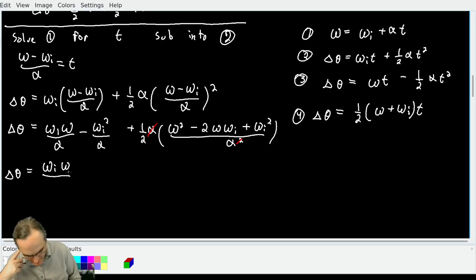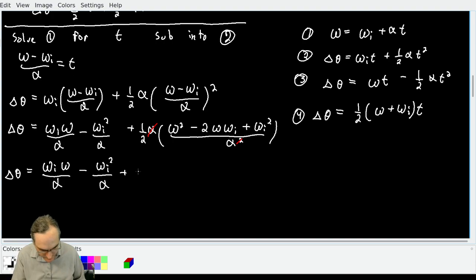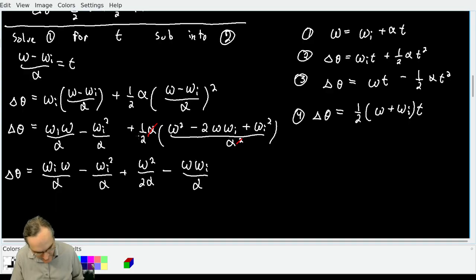Omega initial omega over alpha minus omega initial squared over alpha plus omega squared over 2 alpha minus omega final omega initial over alpha. The 2 cancels in that middle group. And then omega initial squared over 2 alpha. All right, first things first. This whole term exists as a positive and a negative. It cancels. How awesome.